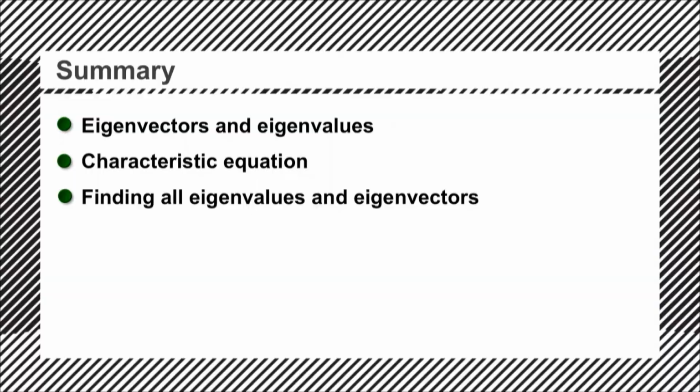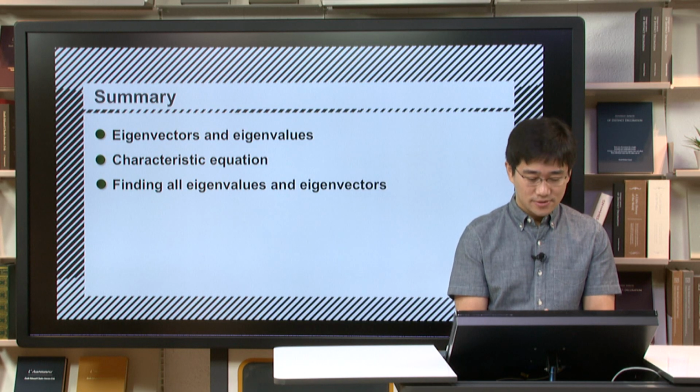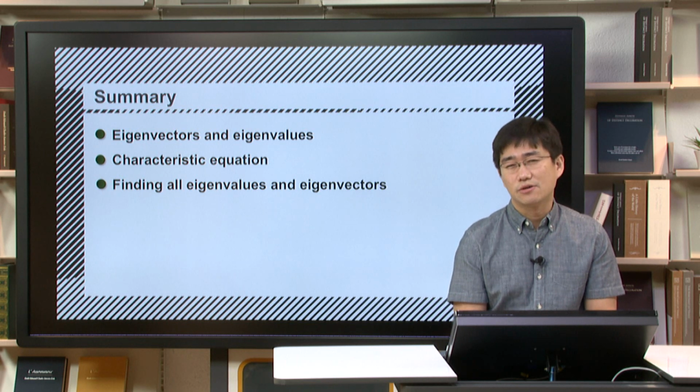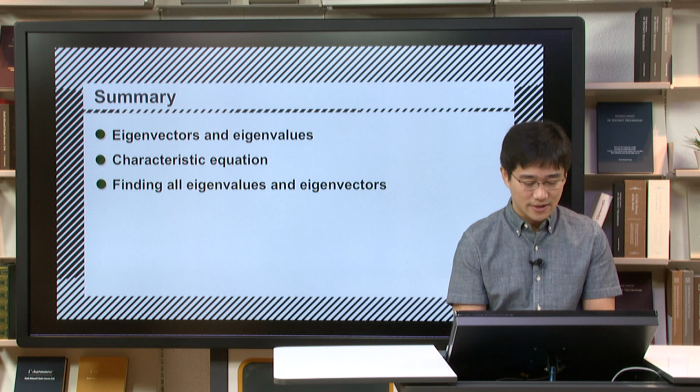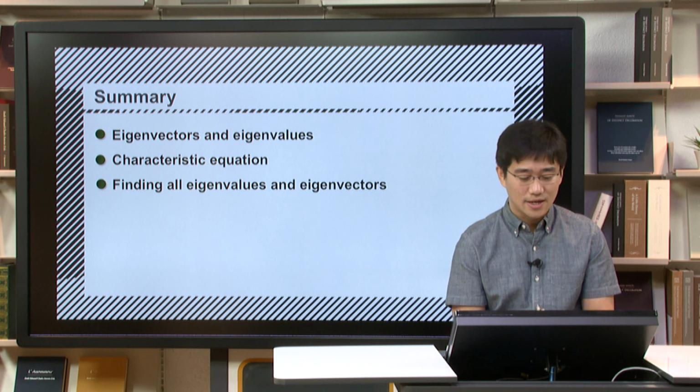So in summary, in this lecture, we covered eigenvectors and eigenvalues, and we also considered this characteristic equation to obtain all these eigenvalues. Then for each of these eigenvalues, we obtain the eigenvectors corresponding to those eigenvalues.